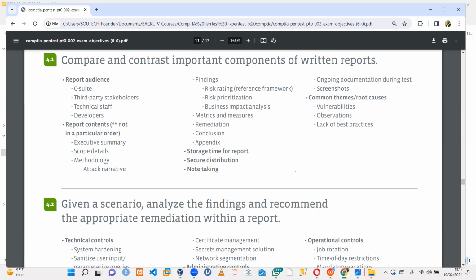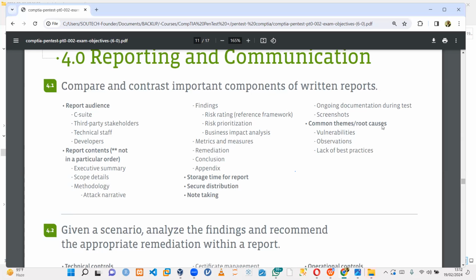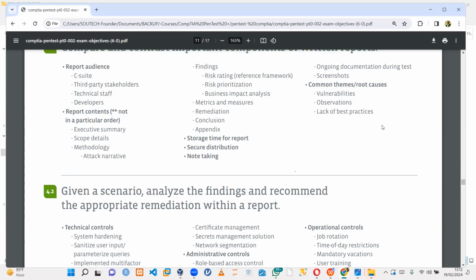Your scope: what were you commissioned to do? How did you do it? What did you find? What are some of the metrics and how did you measure them? What are some of the remediations to the things you found out? What's the conclusion? Then an appendix, where you're going to have images, illustrations, software, screenshots, and the rest. Also storage time for reports, secure distribution, note-taking, common themes, and root cause analysis. These are very crucial in your reporting and communication module.